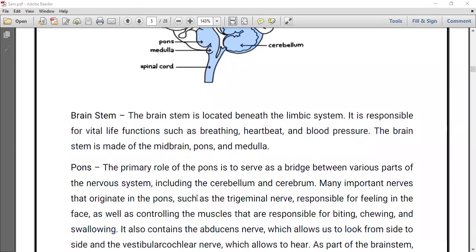The brainstem is located beneath the limbic system. It is responsible for vital life functions such as breathing, heartbeat, and blood pressure. The brainstem is made up of the midbrain, pons, and medulla.